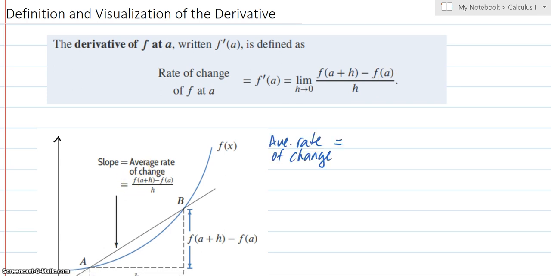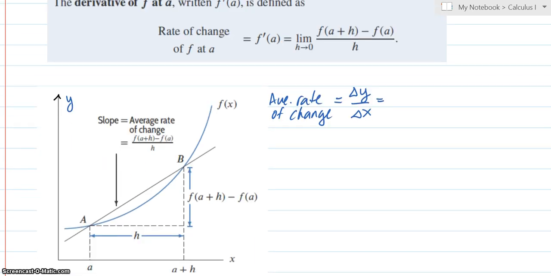So to see where this came from, we're going to look at the average rate of change. From the last section, we saw the average rate of change was the change of y over the change of x. What I'm going to do to see this formula is let point A be the point A here, and so we know that the y value is f of A. And point B, I'm going to let be A plus some h, some small value of h.